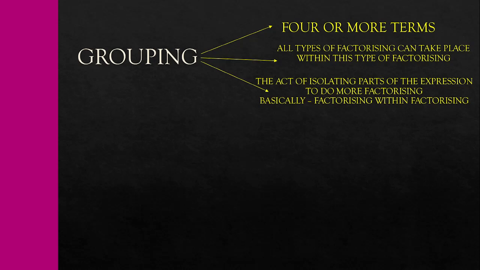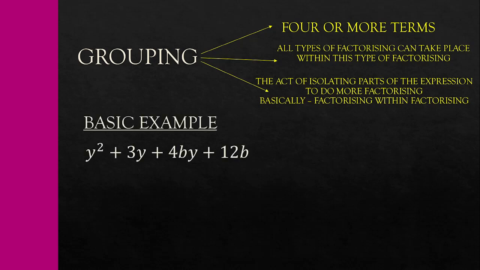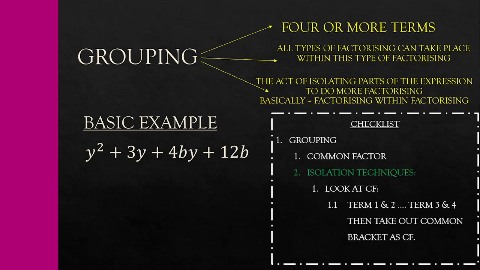So it can become some sort of like a puzzle. And honestly, this is my favorite type of factorizing, and I think it's because of the puzzle. So let's take a look. Here's a basic example. We have 4 terms. There's your checklist, the checklist we've been looking at the whole time.